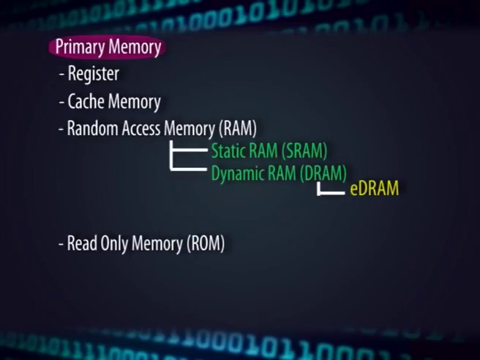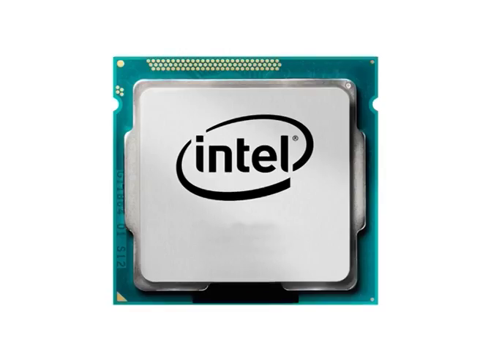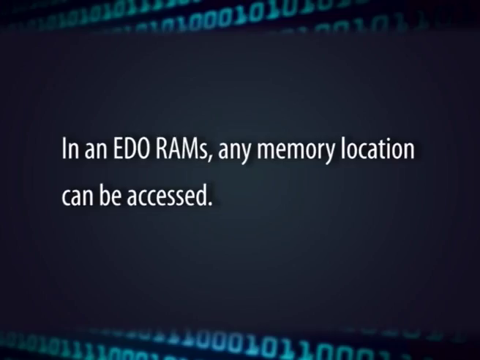The next dynamic RAM is Extended Data Output RAM, abbreviated as EDORAM. EDORAM is a type of random access memory chip that improves the time to read from memory on faster microprocessors such as Intel Pentium. In an EDORAM, any memory location can be accessed.